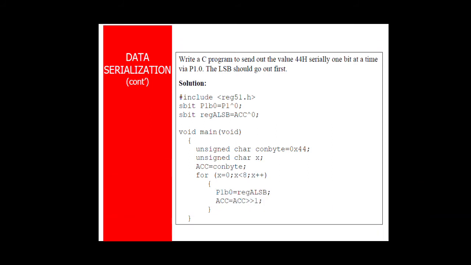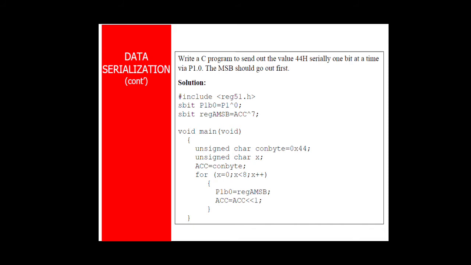Then inside the for loop, let us see, the for loop is executed 8 number of times since we have to move 8 bit of data. First we have to take the value from accumulator and put it into P1.0, so that is run in the first line. Then the value of accumulator is shifted by 1 bit at a time using the right shift operator. Since we have to get the LSB first, the right shift operation has been used. If you were doing the same thing in assembly language, then you might have used RRC instruction.